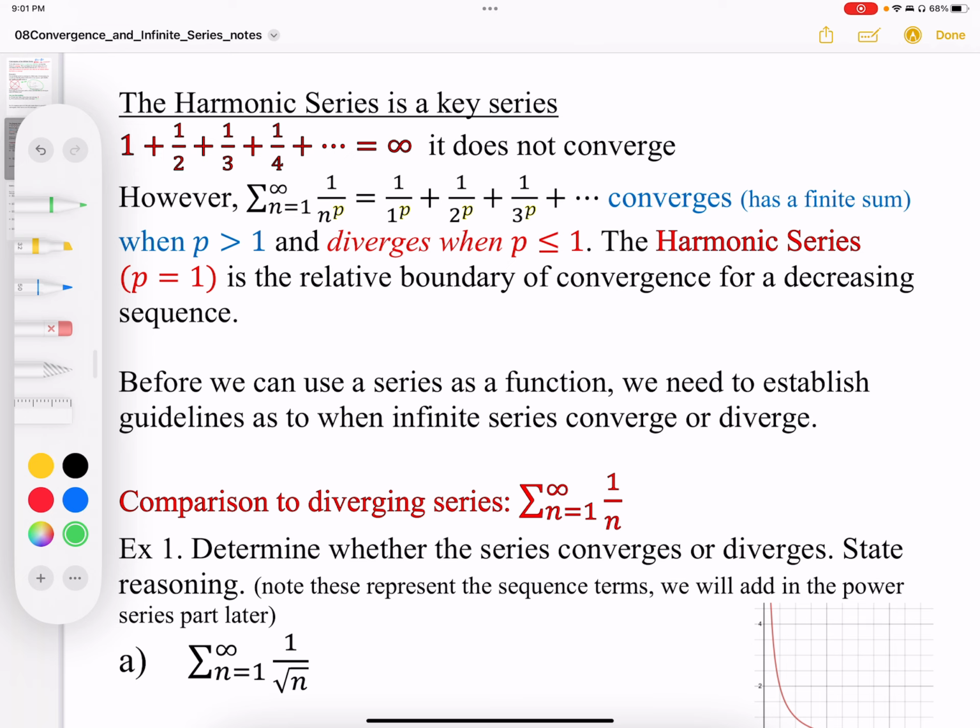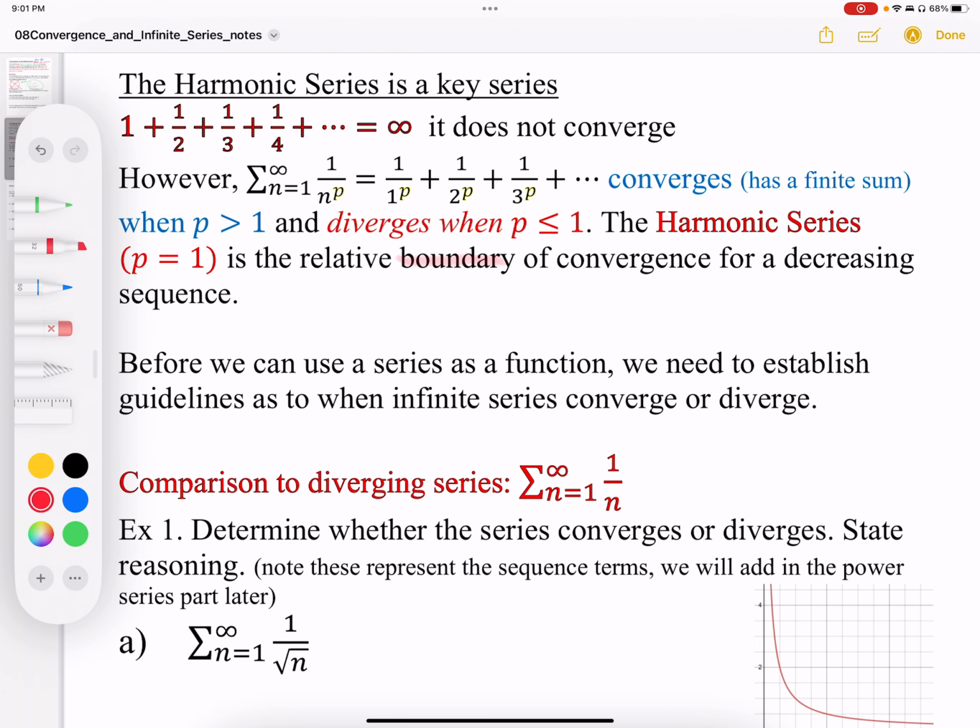However, some of these p-series, which are the harmonic series with a power p on it, converge and have a finite sum. This happens when p is greater than 1. Sometimes they diverge, and this is when p is less than or equal to 1, with p equal to 1 being the harmonic series. So the harmonic series becomes the boundary series for convergence and divergence.